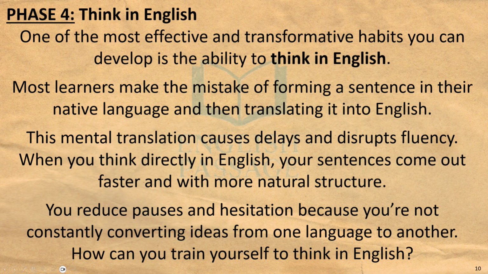Phase 4. Think in English. One of the most effective and transformative habits you can develop is the ability to think in English. Most learners make the mistake of forming a sentence in their native language and then translating it into English. This mental translation causes delays and disrupts fluency. When you think directly in English, your sentences come out faster and with more natural structure. You reduce pauses and hesitation because you're not constantly converting ideas from one language to another.